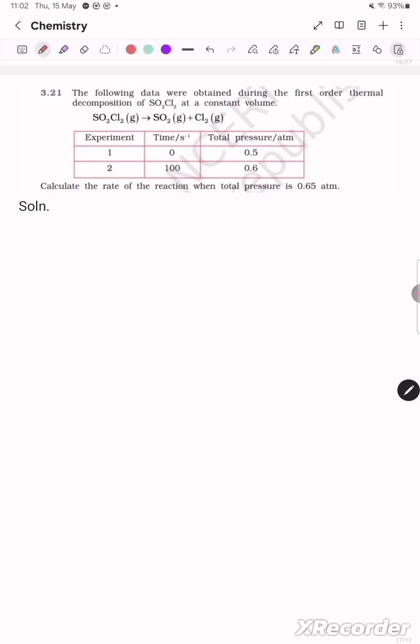So when time is 0, the total pressure will be 0.5 atm, and at time 100 seconds the total pressure will be 0.6. We have to calculate the rate of reaction when total pressure is 0.65 atm. So here we have to calculate the rate of reaction in terms of pressure.